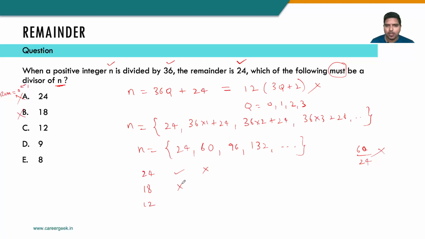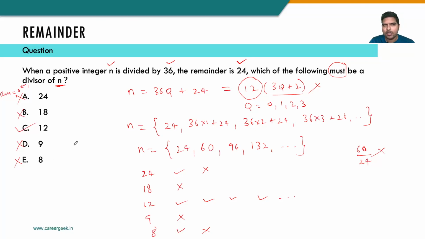Check for 12. Yes, 12 2s are 24, 12 5s are 60, 96 also, 12 8s are 96, 12 11s are 132. So definitely 12 is dividing. Over here we can also see n is 12 into some integer, so n is always a multiple of 12. Others you can let go because 9 will not divide; 24 is not divisible by 9. 8 divides 24, but 60 it does not. So the answer will be 12.